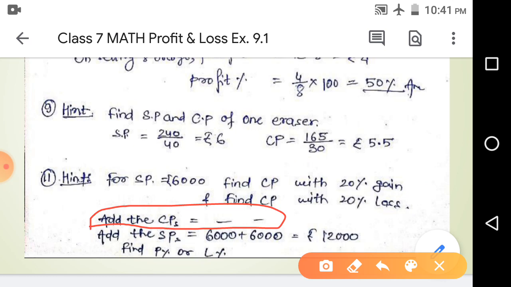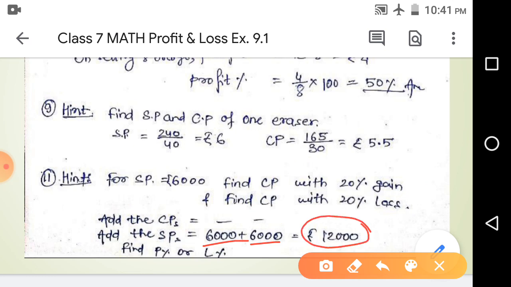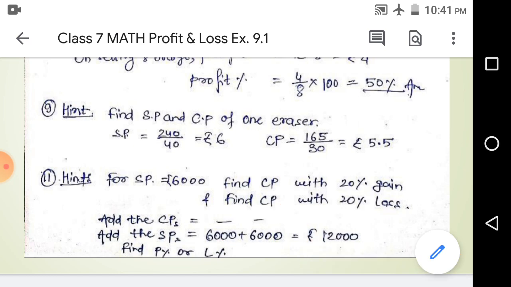Now the selling price of two watches is 6,000 plus 6,000, so it is 12,000. Now we have the selling price as 12,000 and we have the cost price, whatever you got. Now we can use those two data and get the profit first or loss first and then get the profit percent. So this is it.